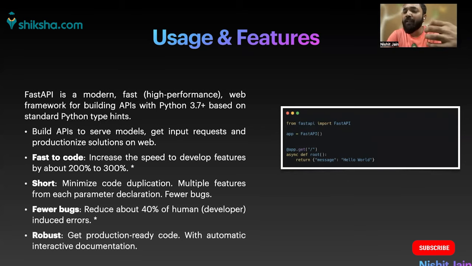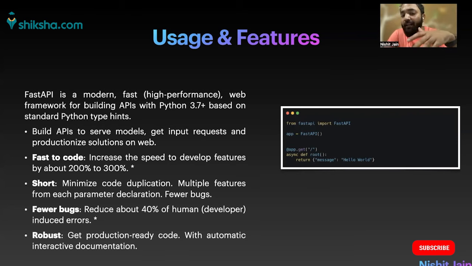This also is being used by a lot of developers in production because it is really fast to scale, fast to deploy, and fast to develop. So you can say it's very fast to code. The code is really short in nature. It has fewer bugs. It is really robust. The architecture behind FastAPI is built in such a way that it requires a lot less coding and does more stuff.